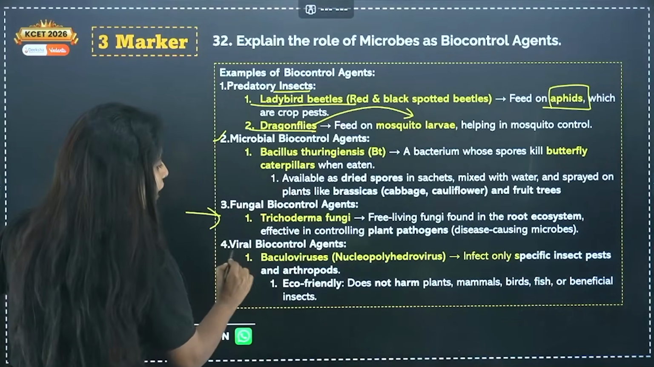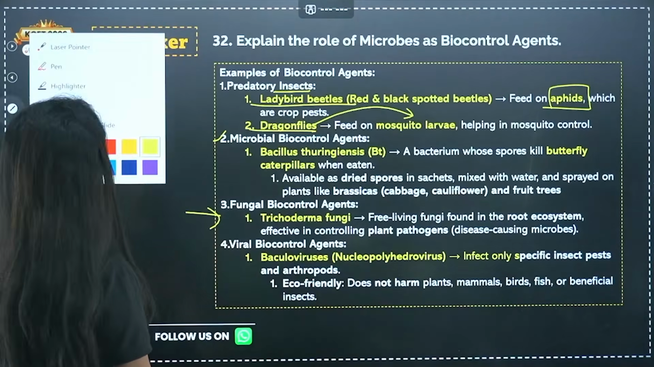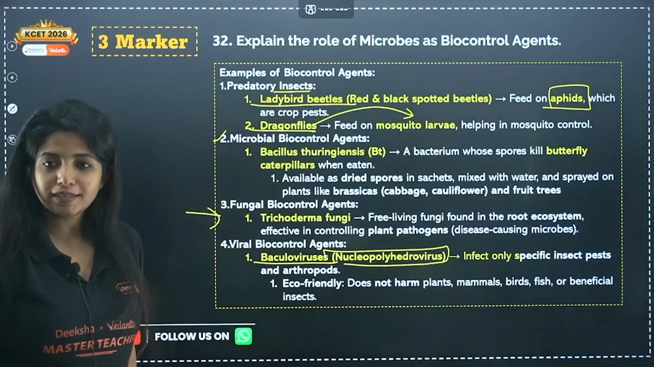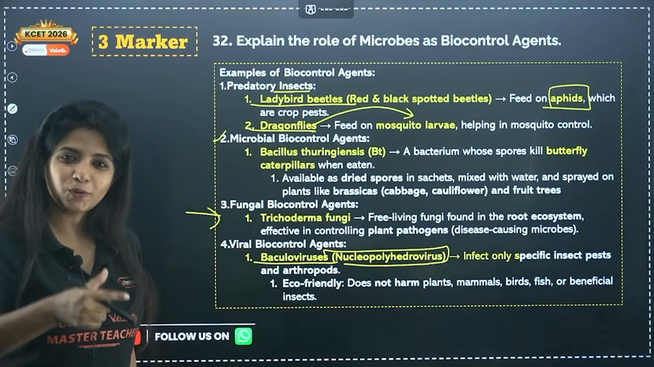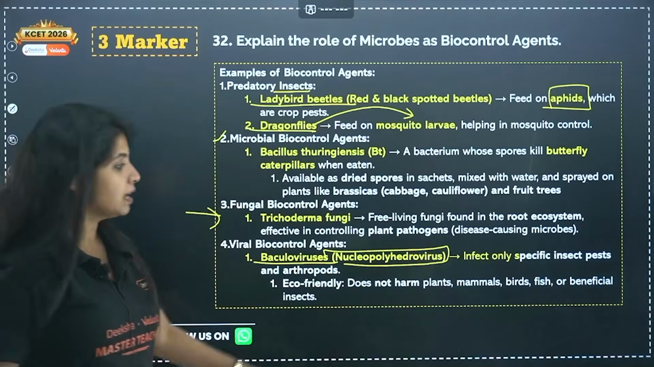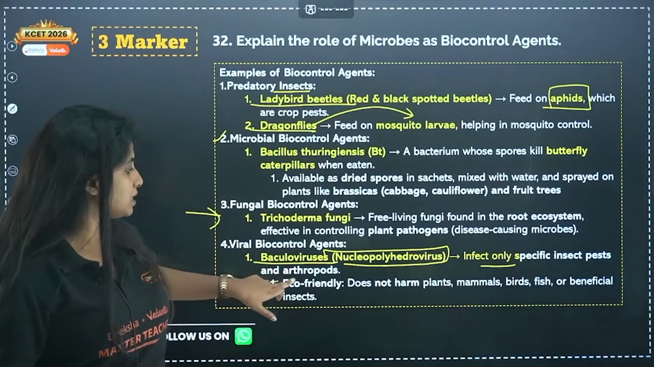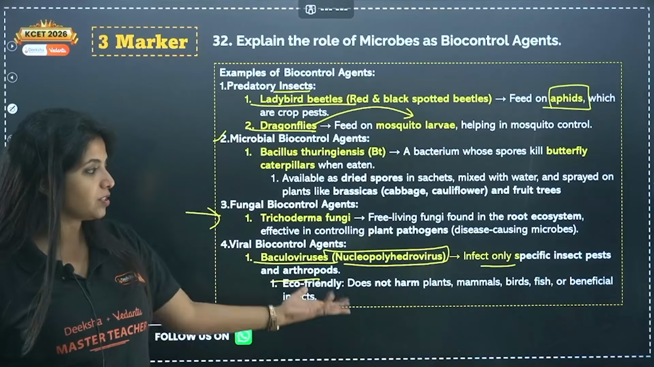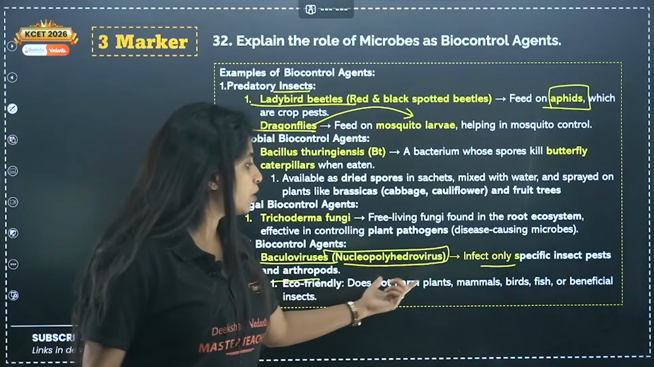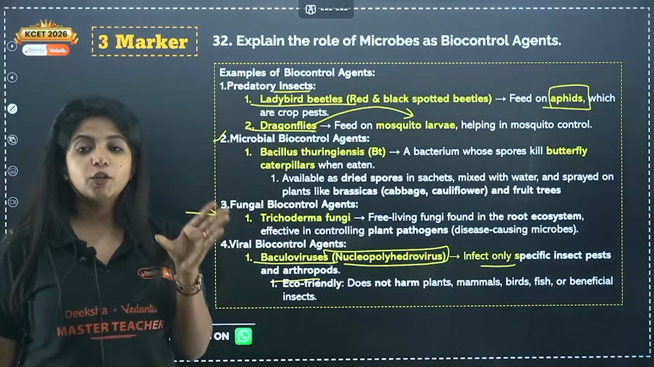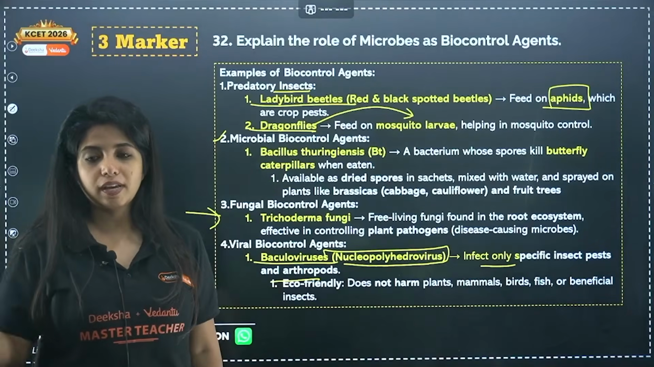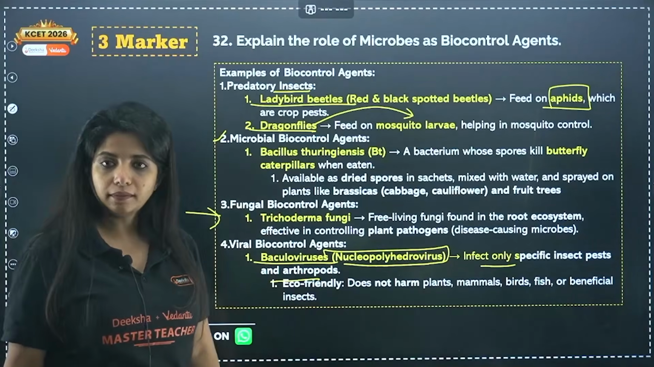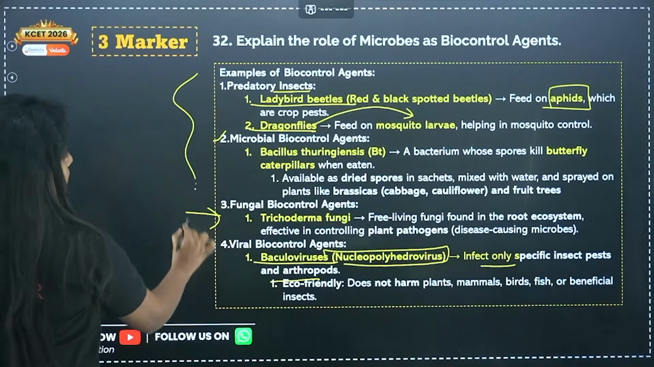Now we have one more, viral biocontrol agents, and for that you have baculoviruses. Baculoviruses come under nucleopolyhedroviruses. Please remember the name, it's important. They infect only specific insect pests and also other arthropods. Insects are also arthropods. Anyways, they are eco-friendly and do not harm plants, mammals or anything else. So baculoviruses, which come under nucleopolyhedroviruses, and other examples, please remember them. They are all biocontrol agents. Okay? I hope this is crystal clear.